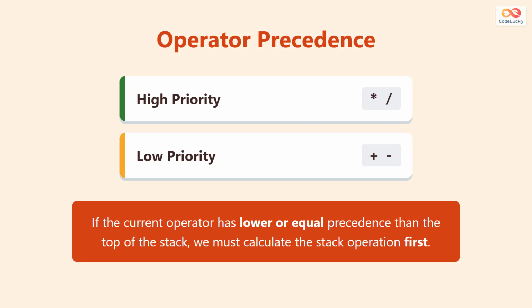Let's formalize the precedence rules. Multiplication and division sit at the high priority level. Addition and subtraction are at the low priority level. The rule is simple. Before pushing a new operator onto the stack, we check if the operator already at the top of the stack has greater or equal precedence. If it does, we must perform that calculation first.